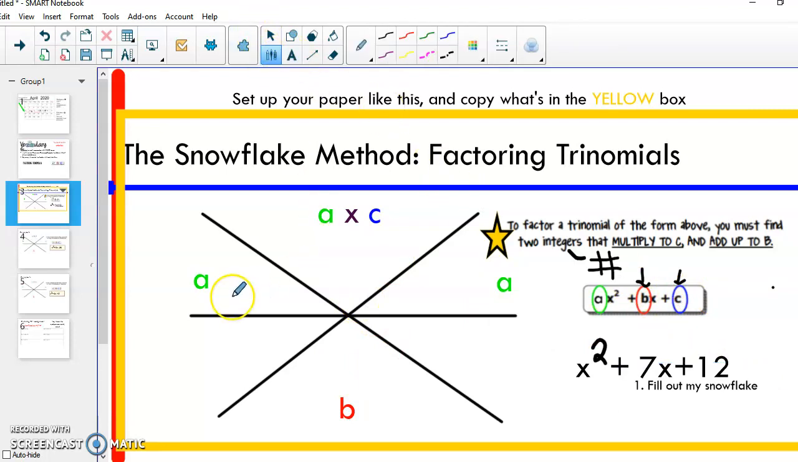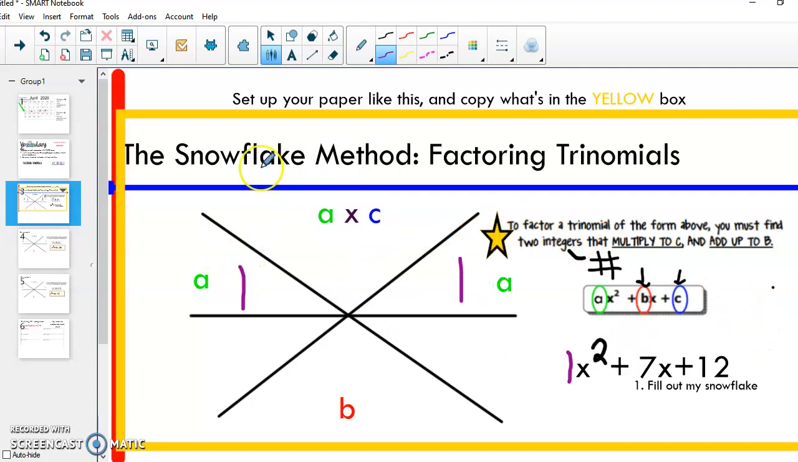My snowflake has space for A, B, A, and A times C. This is going to be the formula we use for every single problem. So I'm going to fill in the numbers that I know based on my example and my model here. My A, in my first problem, I know is the number that's in front of my x squared. When I know there's no number there, I know it's represented by a number 1. So I'm going to fill in a number 1 in my A sections of the snowflake.